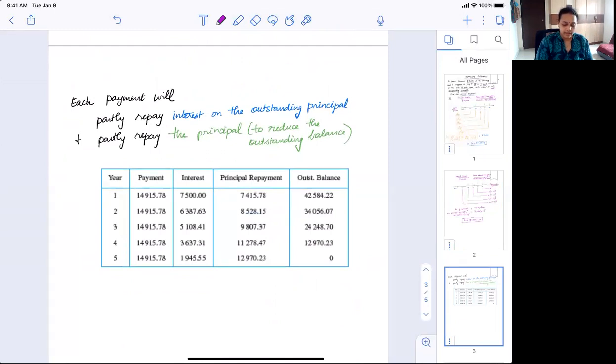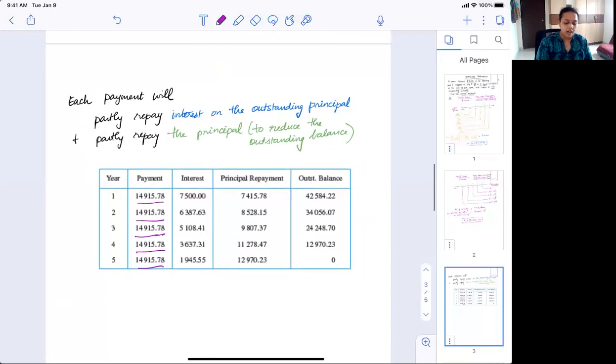Now, we saw that every year the equated payment is going to be 14,915. Now, what constitutes this 14,915? Well, first, one part is the interest and the other part is going to be the principal amount, because we have to repay both the principal as well as the interest on that principal, right? Now let's see how each installment handles this. So in the first installment, the amount of interest is going to be 15% on the overall outstanding balance. So this is 15% of 50,000.